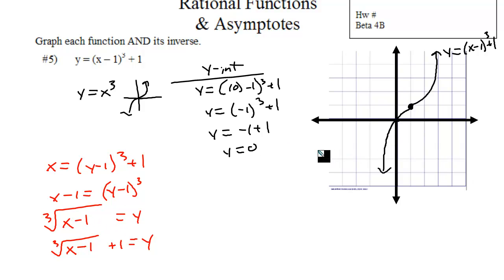So this graph is reflected over the line y equals x, so it looks like this. Because of this minus 1, it goes to the right 1. And because of this plus 1, it goes up 1. So it looks a little something like this. It's not perfect, but it's pretty accurate.